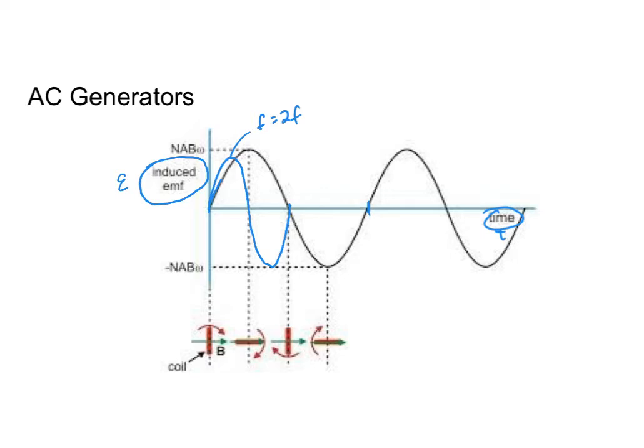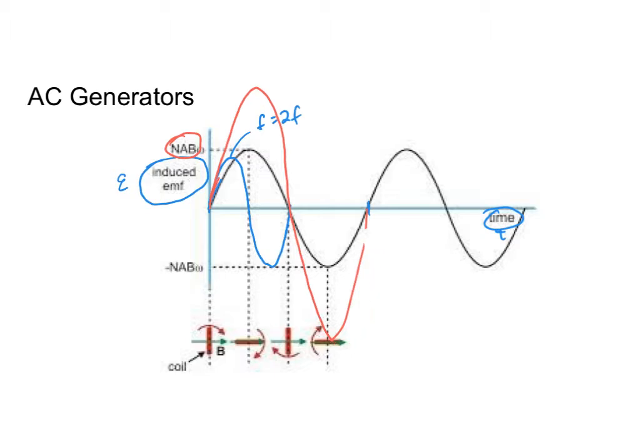We can also increase the magnetic field or the number of turns or the area. And all of those three things are going to change our induced EMF. So if any of those, for example, doubles, so if we have twice as many coils, twice as large an area, or twice the magnetic field strength, then the maximum and the minimum EMF will also double. So those are the things we can see on our graph.